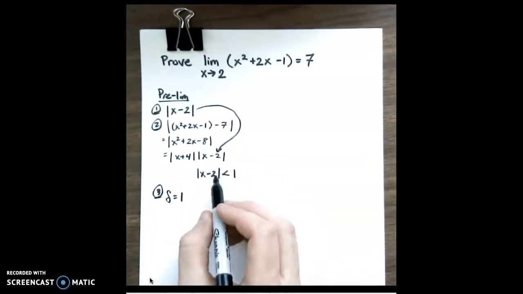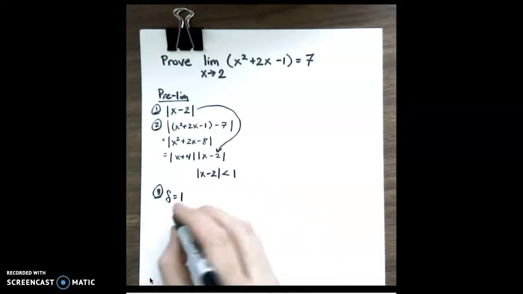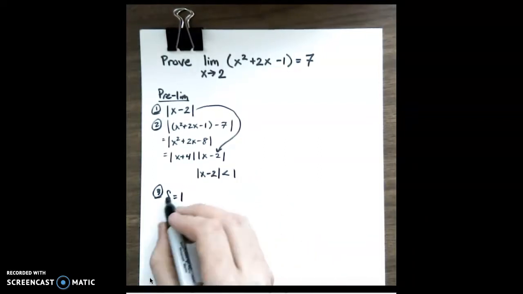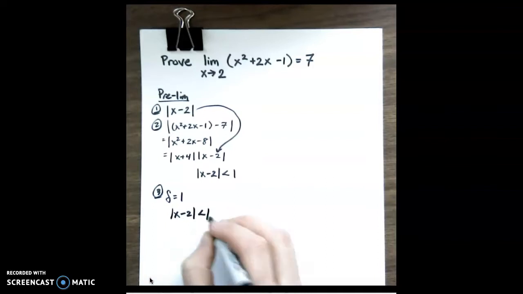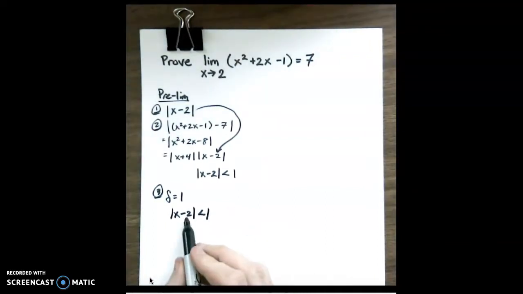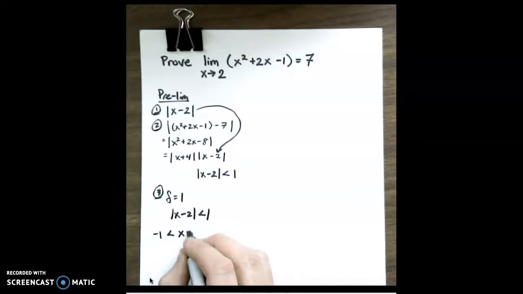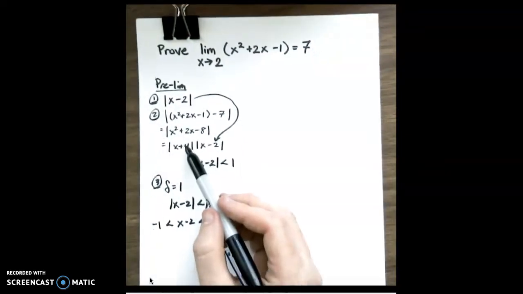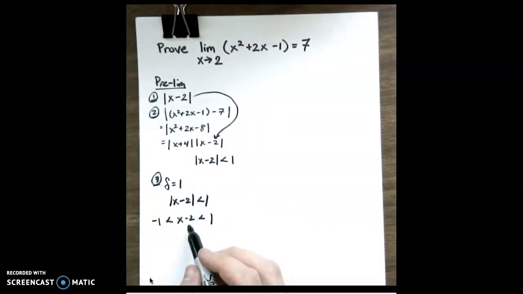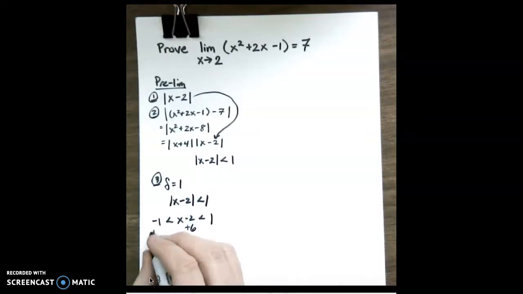Now we're going to get rid of our absolute value by, so let's do this down here actually. So delta equals 1, and we have absolute value, it's less than 1. So we're going to get rid of our absolute value by doing negative 1 is less than x minus 2 is less than 1. So if you remember from algebra, you can drop those symbols by putting that expression between the positive and the negative. And then what I want to do is get x plus 4. So I'm going to have to add 6 to the middle in order to change it into x plus 4. But I'll have to do that to all 3 sides.